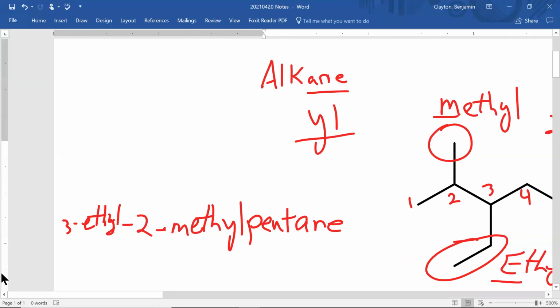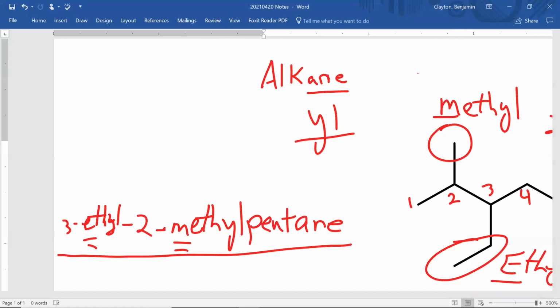We have 3-ethyl-2-methylpentane. There's no spaces meant to be in between there, if you can understand my handwriting. And these are in alphabetical order, not according to the numbering. Notice that we had a 3 before the 2 over here because we were putting these in alphabetical order. I'll stop there and we'll talk about some more complex examples later on.